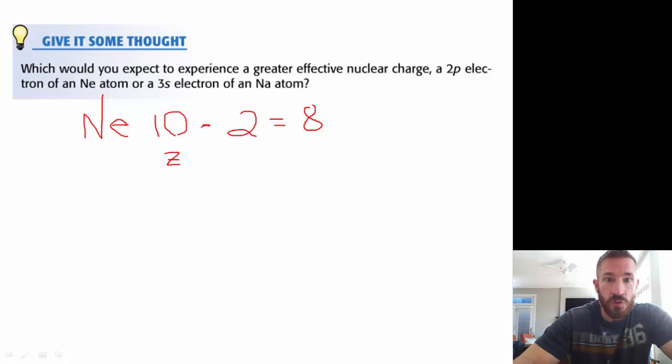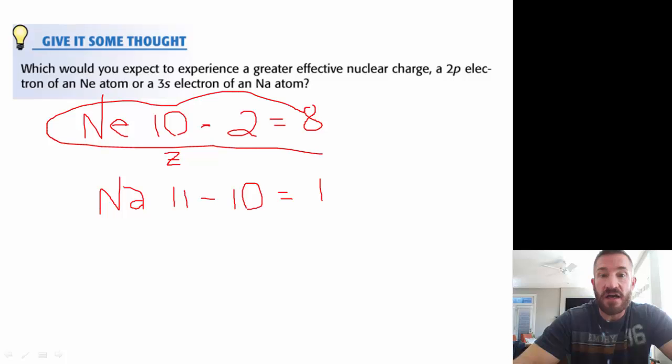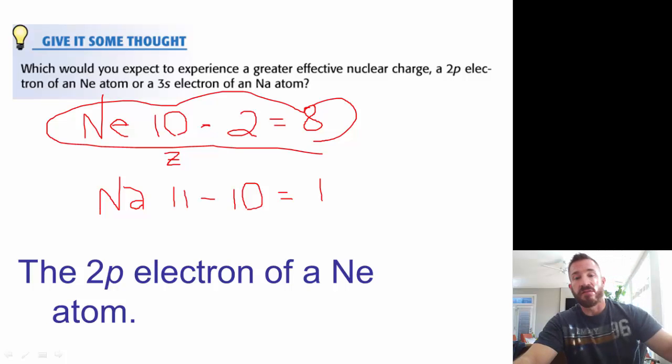Now let's do that for sodium. So we said, and this is the one we actually just saw, sodium has 11 protons, so Z is 11, minus shielding electrons. So that means for sodium we'd subtract S for the shielding, and we end up with 1 for the effective nuclear charge. So for this reason, you'd expect neon to have a greater effective nuclear charge than sodium. So it would be the 2p electron in the neon atom.